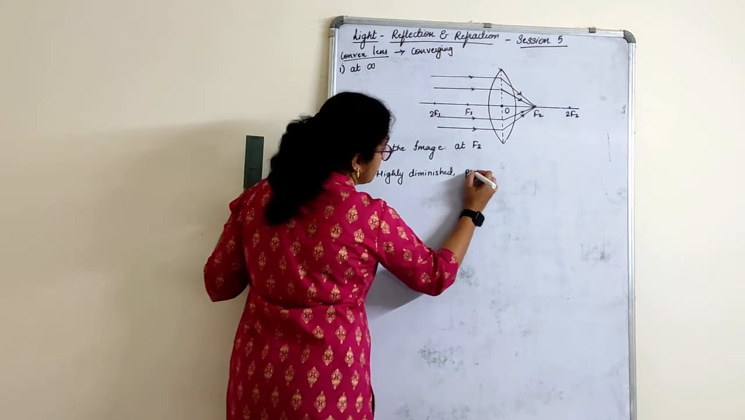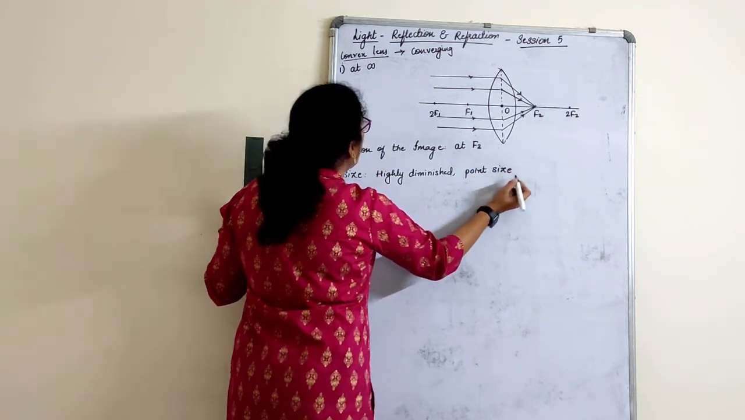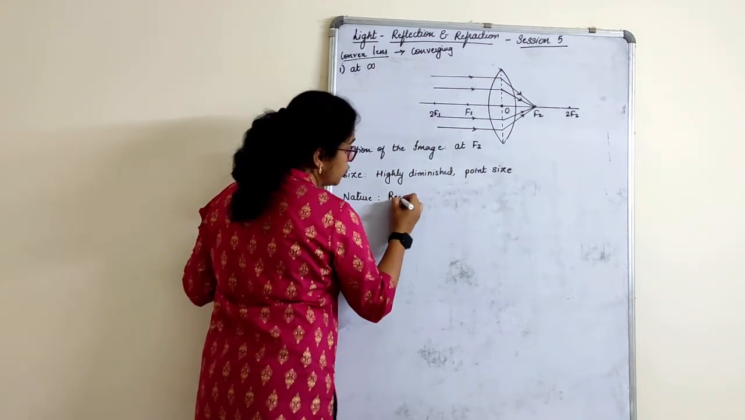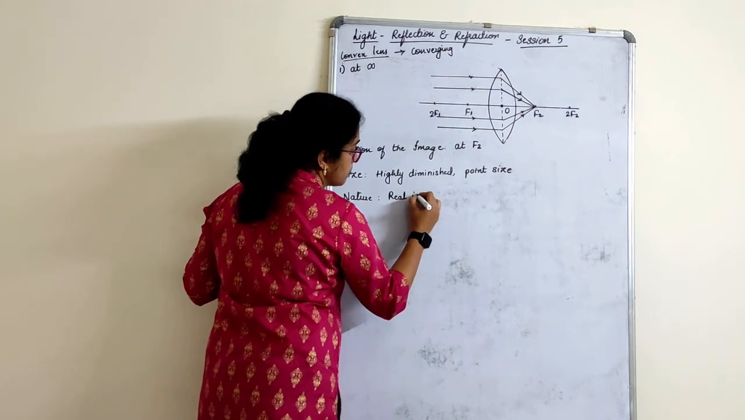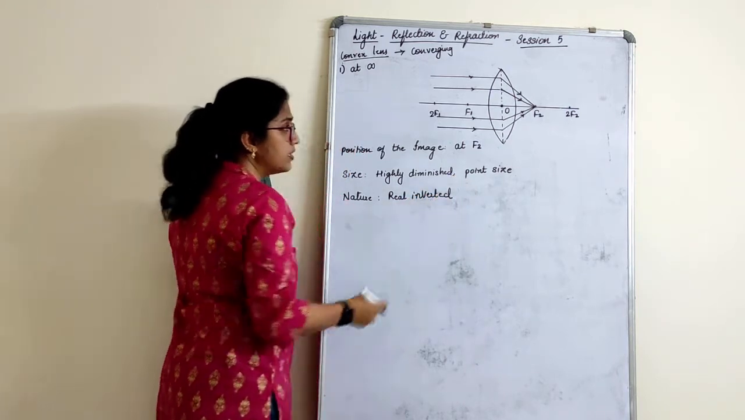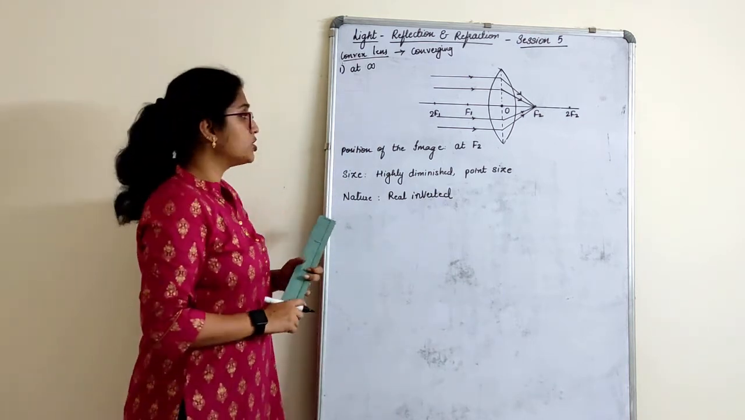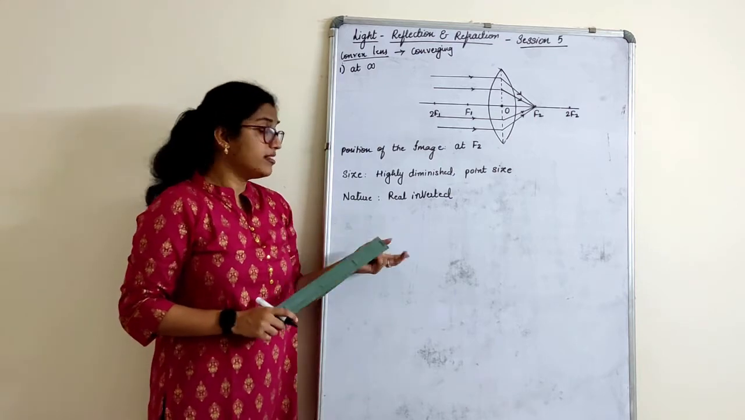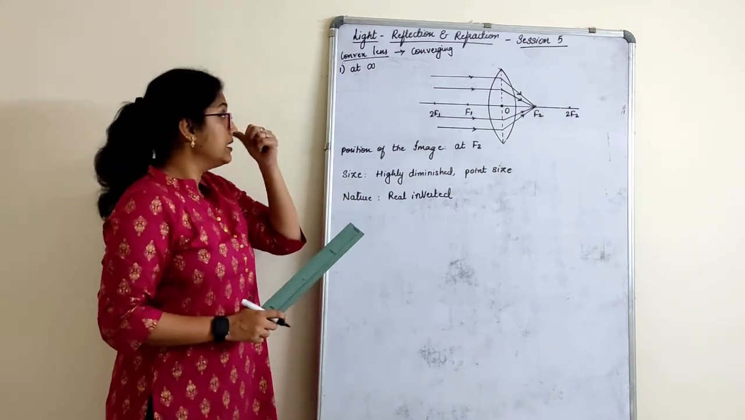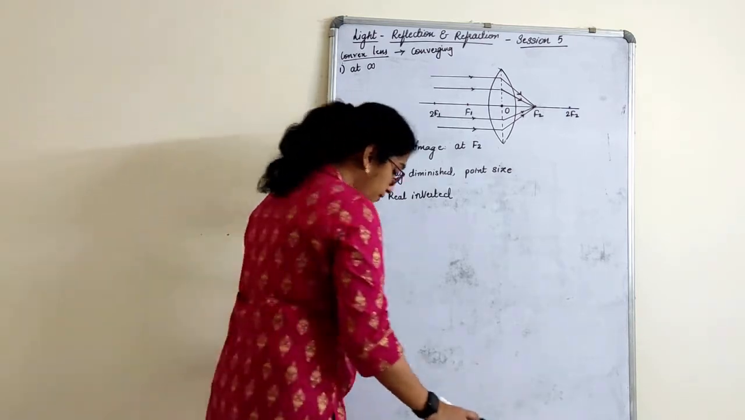Point size. All convex lenses will produce a real inverted image. Done. We showed that when the object was kept at infinity, the image is formed at F2. It is highly diminished, point size, real and inverted. As well, this is to show that the convex lenses are converging. Right? Let's go with the next one.